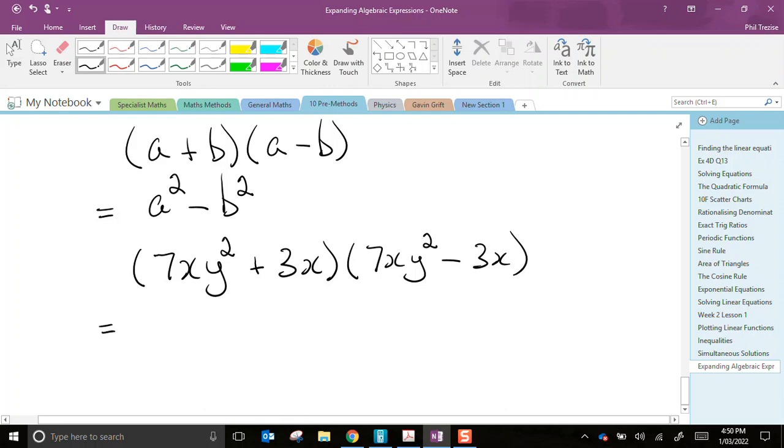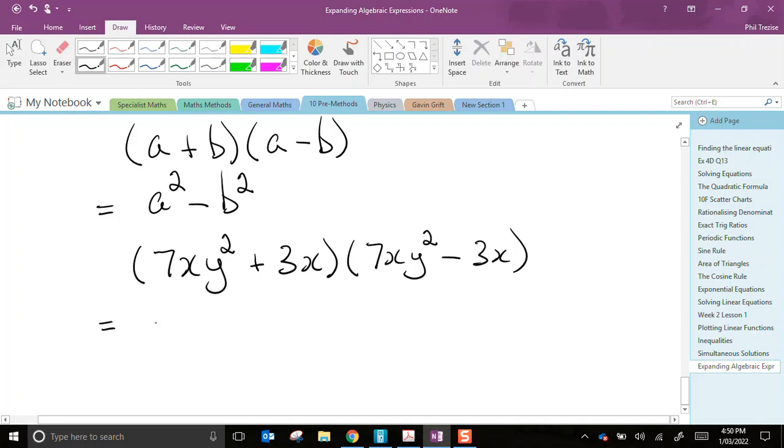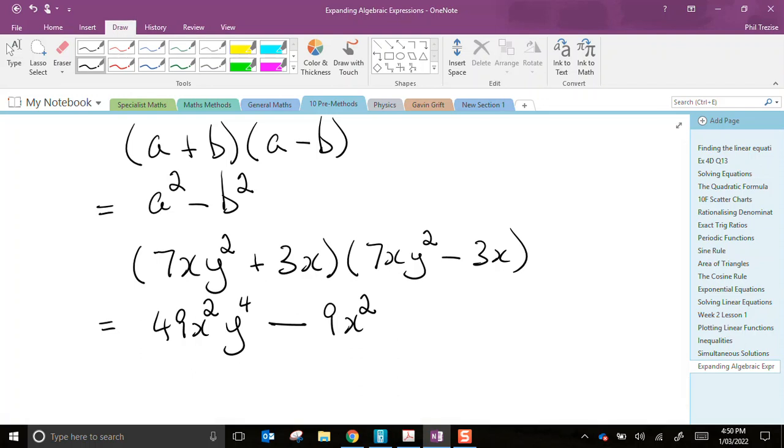We see that it is a difference of squares because the two terms are the same, one's add, one's subtract. So 7xy squared has to be squared. 7 7s are 49. X by itself is x squared, and y squared squared is y to the 4th. Has to be subtraction, it's a difference. Now 3x squared is 9 and x squared is x squared. And we have the answer immediately, much, much easier than applying the full distributive law.